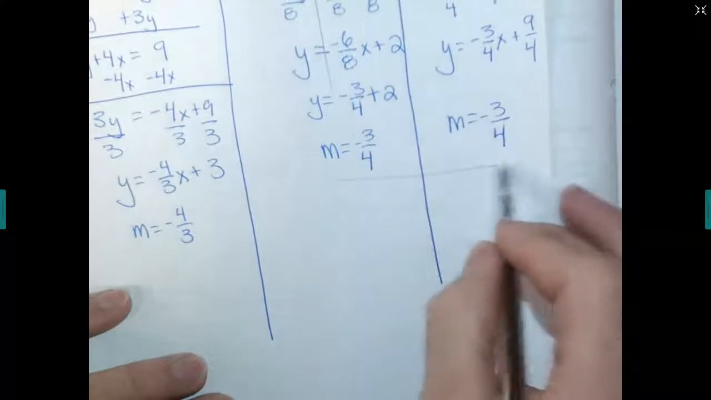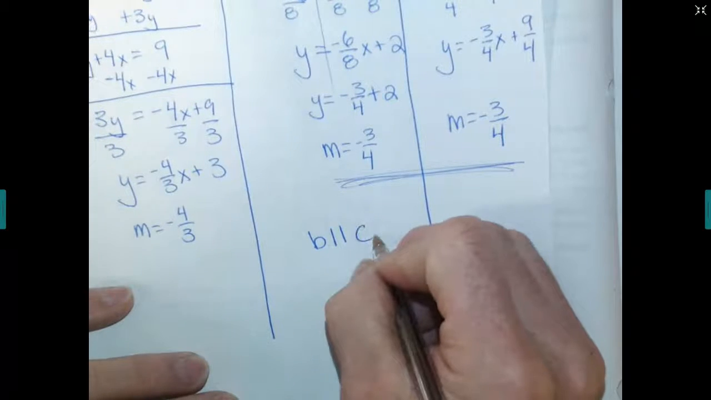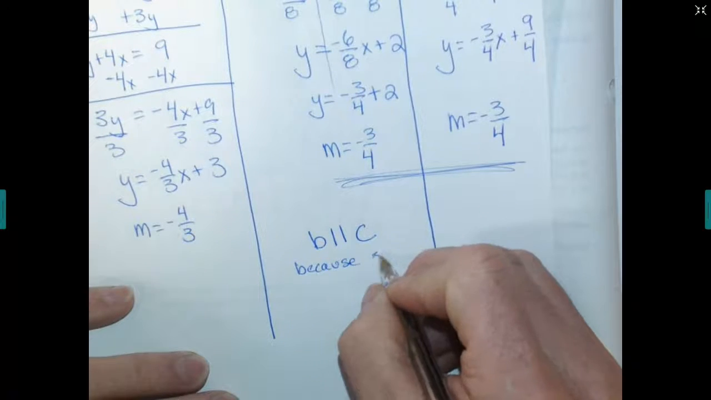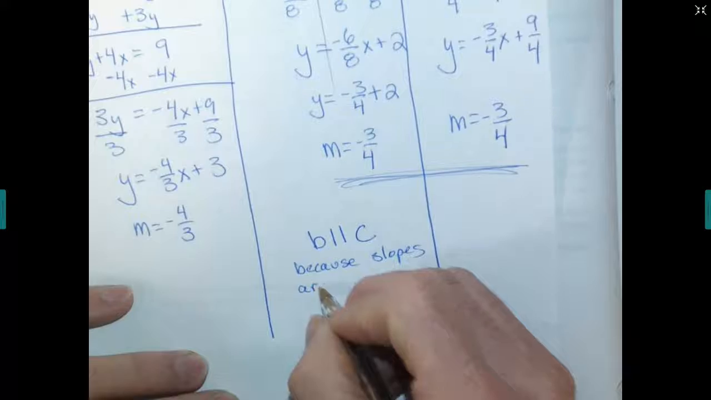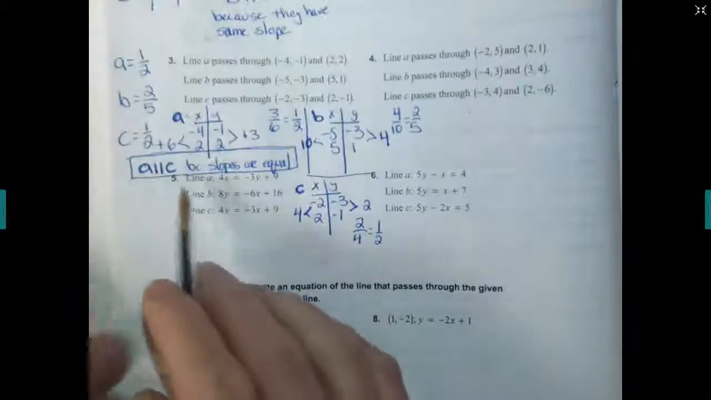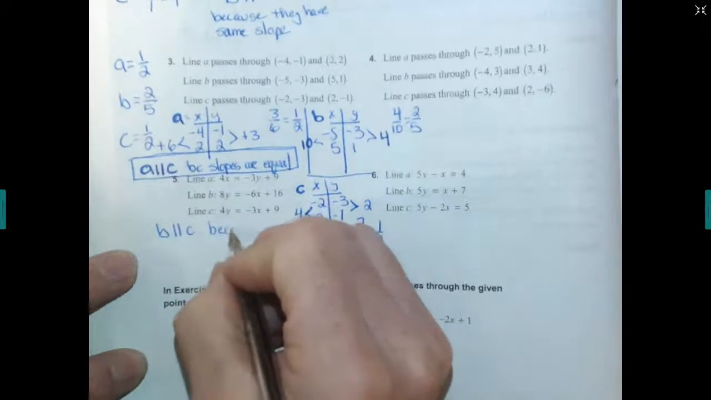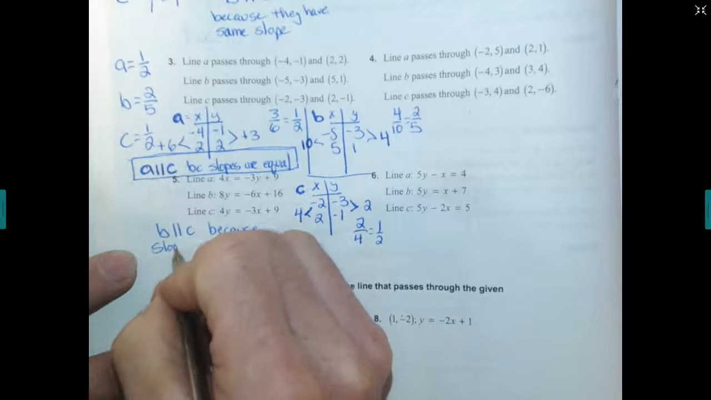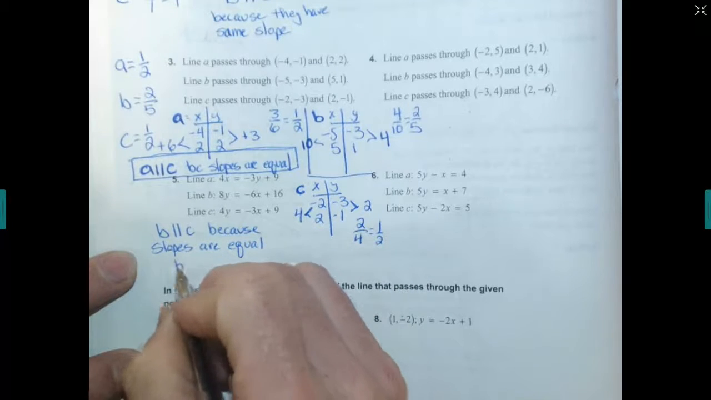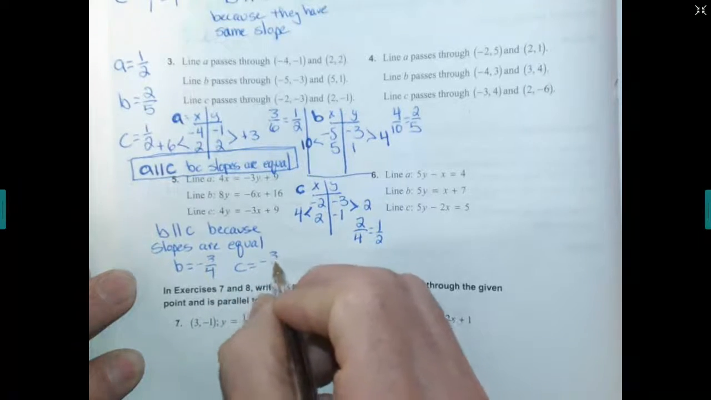So these are parallel. So B is parallel to C because slopes are equal. So I'm going to go ahead and put that in right here for number 5. B is parallel to C because slopes are equal. B equals negative 3/4 and C equals negative 3/4.